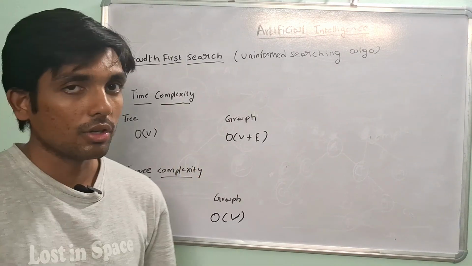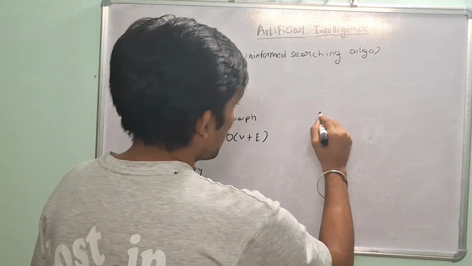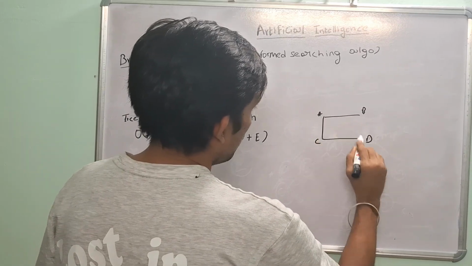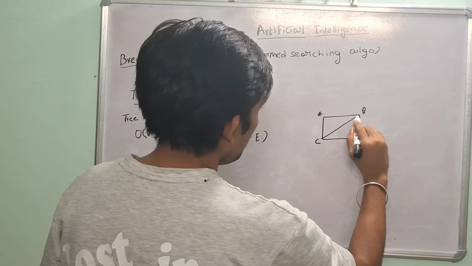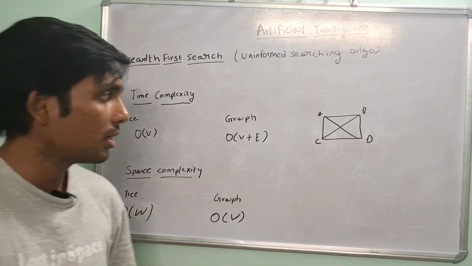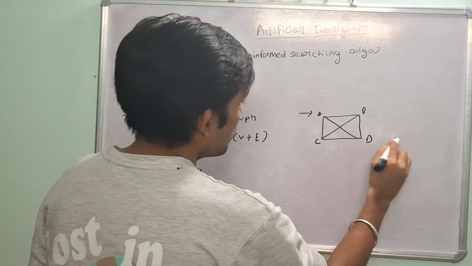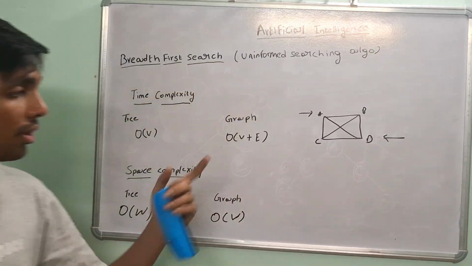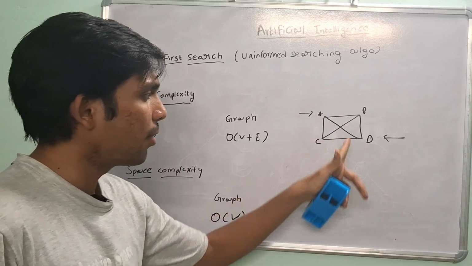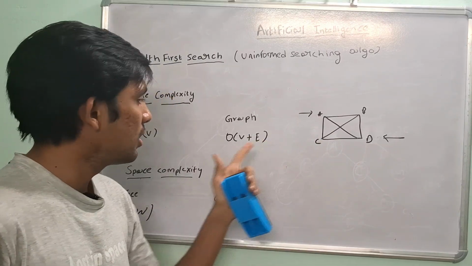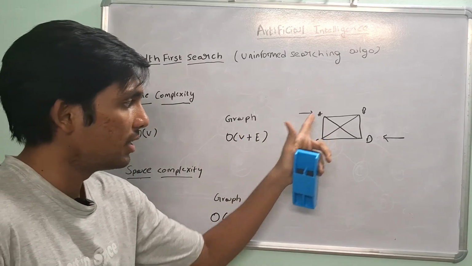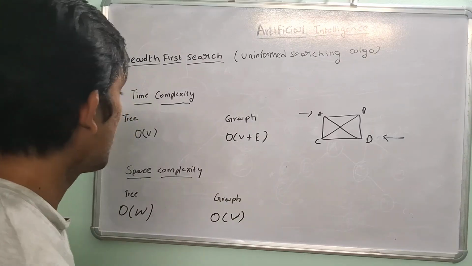And in the case of a graph it is the same. If we consider a complete graph, simply this is a complete graph with four vertices. So A is the initial node and D is the goal node. To reach the goal node from the initial node, we need to explore all possible vertices. That's why the time complexity is order of V plus E. We have to check all edges and vertices to find where our goal node is.